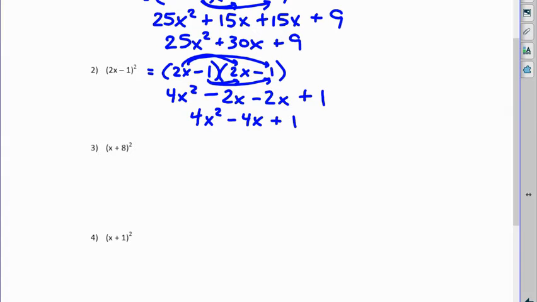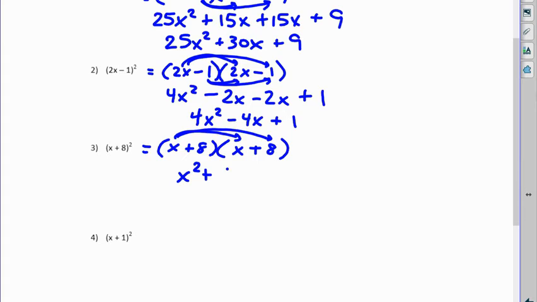Now the next one, x plus 8, quantity squared. So squaring that quantity means that you are taking the exact same thing and multiplying it by itself. You can see where I am getting my 8x from, and now I've got an 8 times 8 that's positive, so positive 64. So x squared plus 16x plus 64.